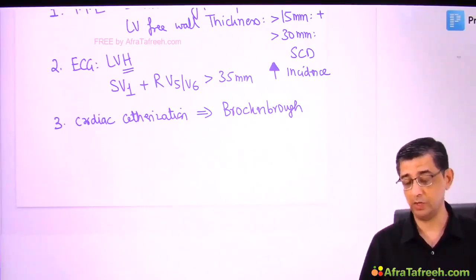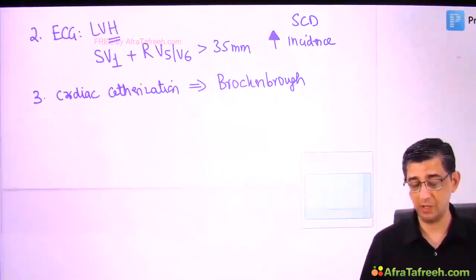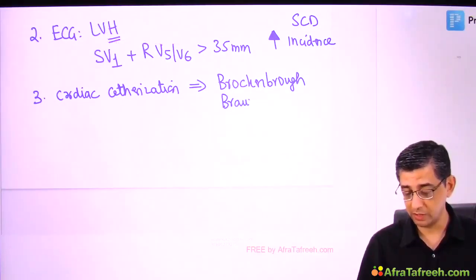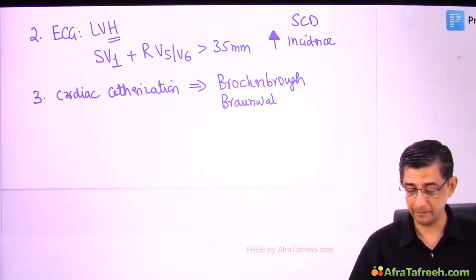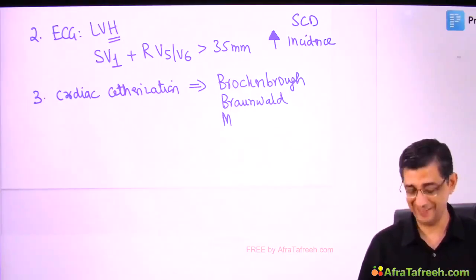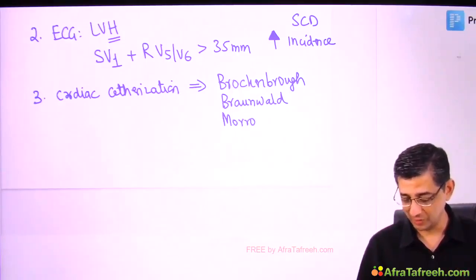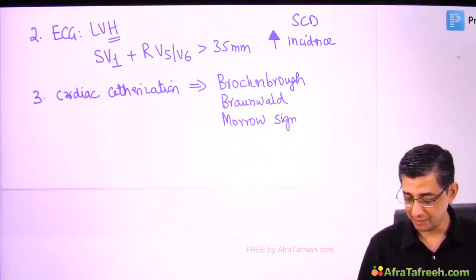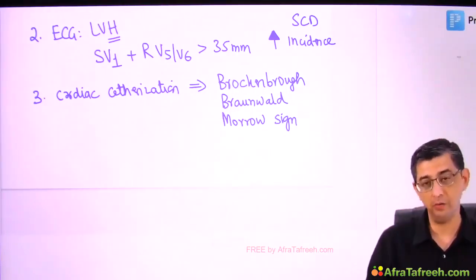But at the moment, what I want you to remember is a very classical name that is called as Brockenbrough-Morrow sign. Now, when I say Braunwald, then everybody knows about Braunwald, the textbook of cardiology, and then is Morrow, not Marrow, right? It is Morrow. So Brockenbrough-Morrow sign is a cardiac catheterization finding of hypertrophic obstructive cardiomyopathy.